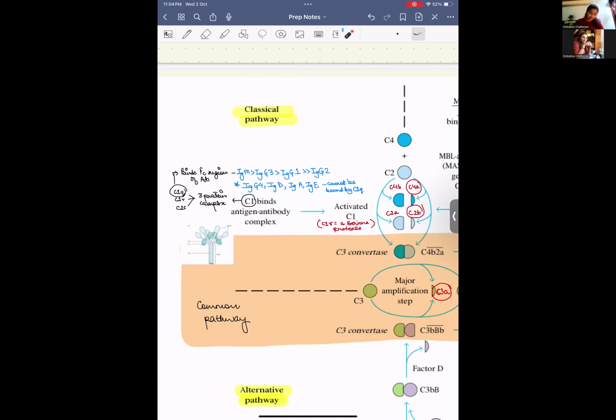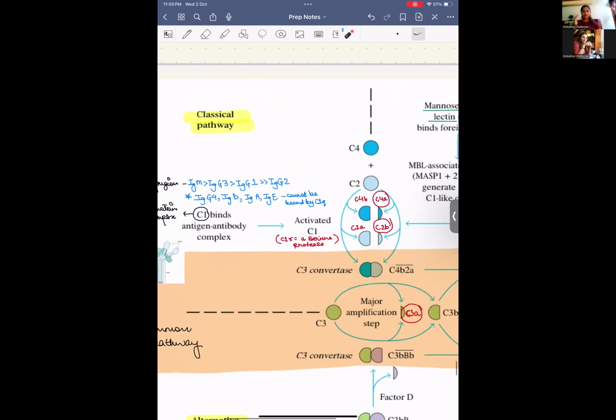It is going to cleave the C4 and C2 complement proteins into two fragments, a larger one and a smaller one. So C4 is cleaved into C4b and C4a, and C2 is cleaved into a larger fragment C2a and a smaller fragment C2b. We'll come to the further details of it. Let's just have a one-go overview first, so it simplifies your understanding, right?